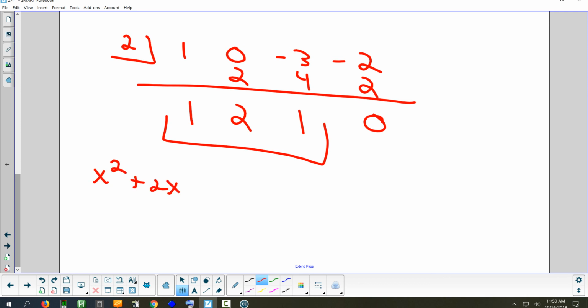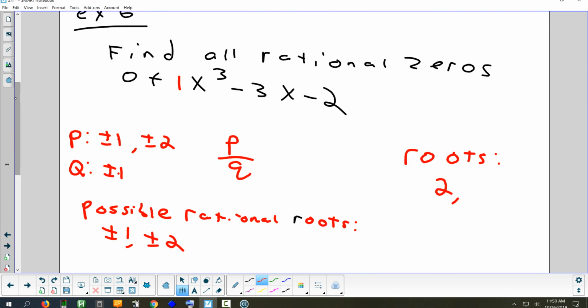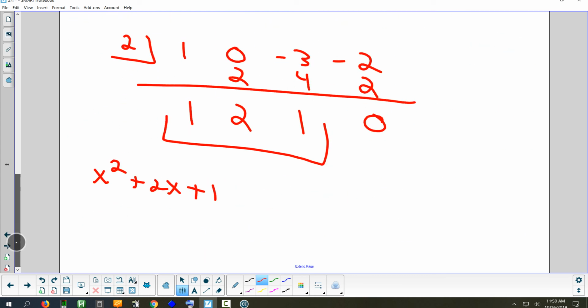X squared plus 2x plus 1. Now, find the zeros there. Find the roots of your quotient. And we'll add those to our list. Okay, so we got the first one. How does x squared plus 2x plus 1 factor? X plus 1, x plus 1. Yep, x plus 1, x plus 1.